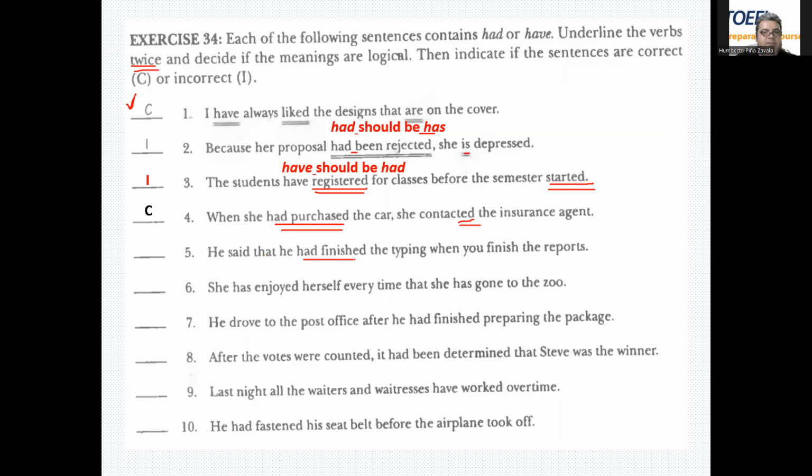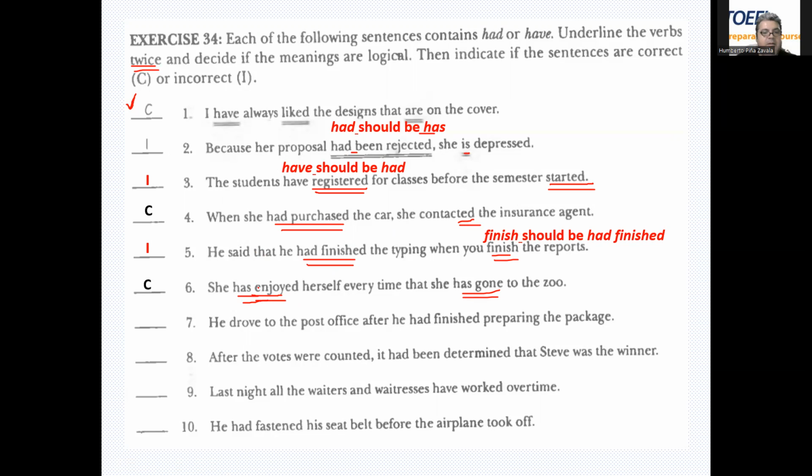She said that he had finished the typing when you finish the report. Okay, this is past perfect, and this is present, and they don't mix and match. So this is incorrect. He said that he had finished the typing when you had finished the reports. Okay, so super. She has enjoyed herself every time that she has gone to the zoo. Okay, so present perfect, present perfect.